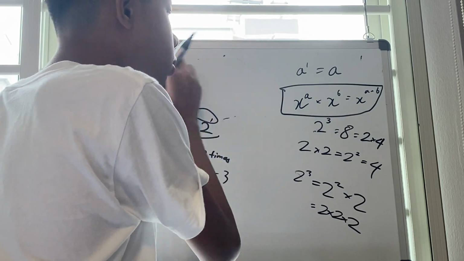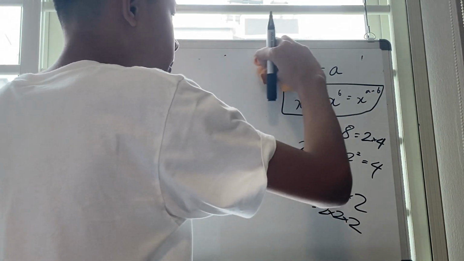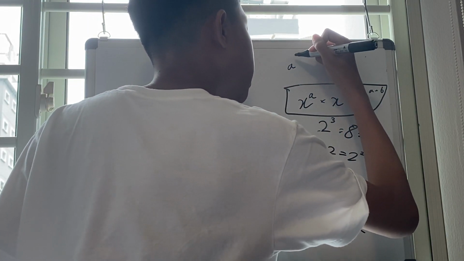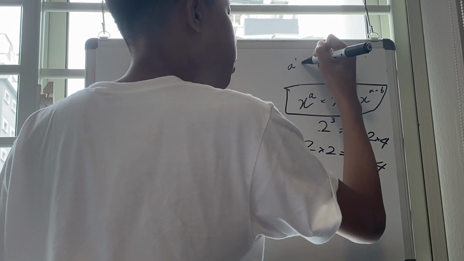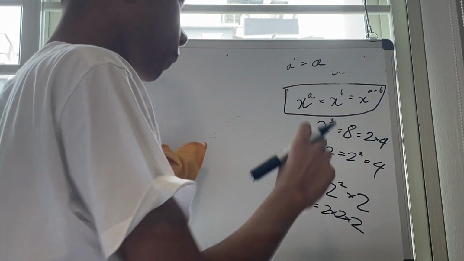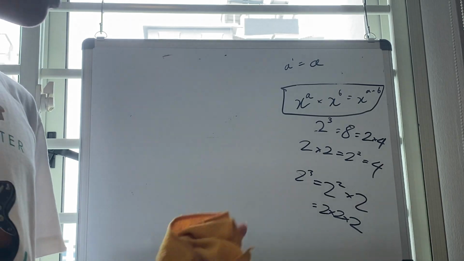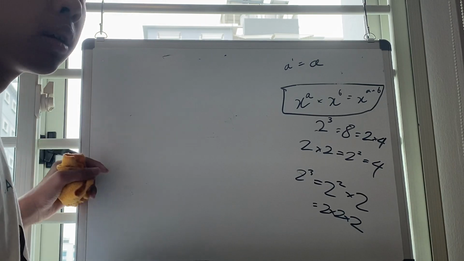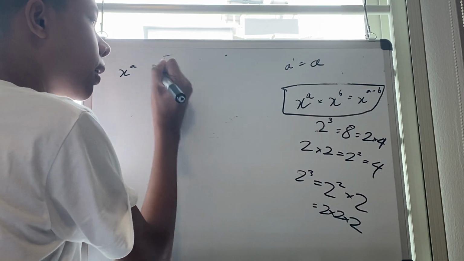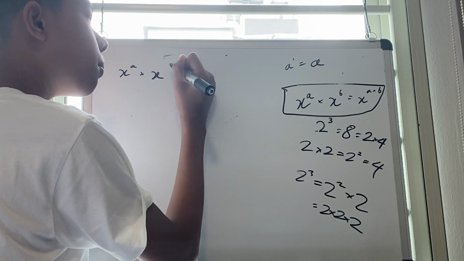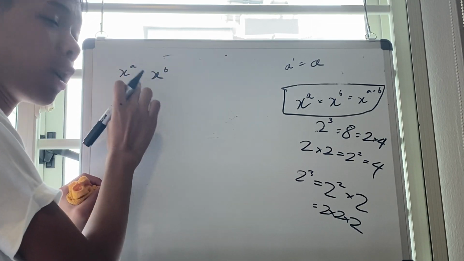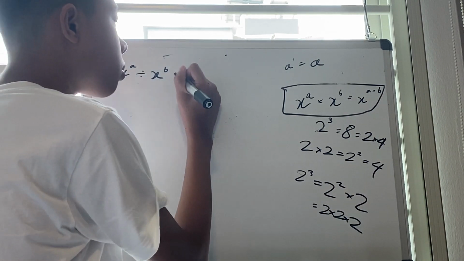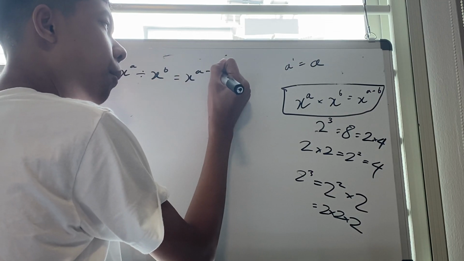Now, let's do the same thing for division. Let's write that down. a power 1 equals a. Just remember this property. Now let's look at what happens if we change this times into a division. So x power a divided by x power b equals x power a minus b.